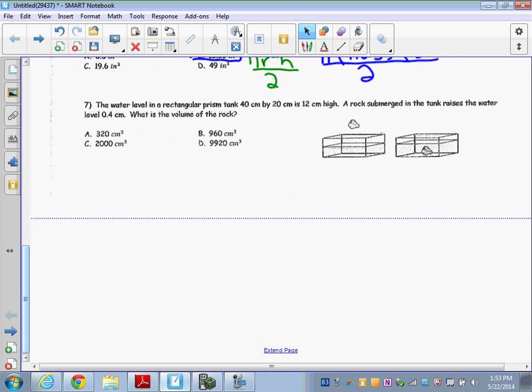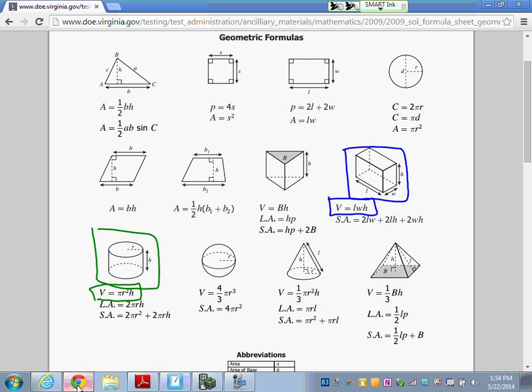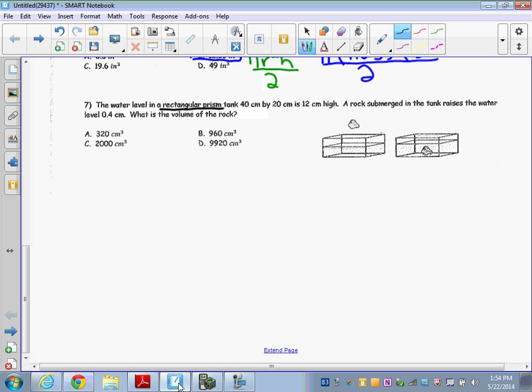Number 7 is probably the trickiest problem on this section. It says the water level in a rectangular prism. So once again, we're using this rectangular prism. I already have it circled in blue, so I'll just erase the cylinder to show you the blue one that I have. It is 40 by 20 by 12. So I want to find the volume of this right here. That's the formula, length times width times height, and I get 9,600.